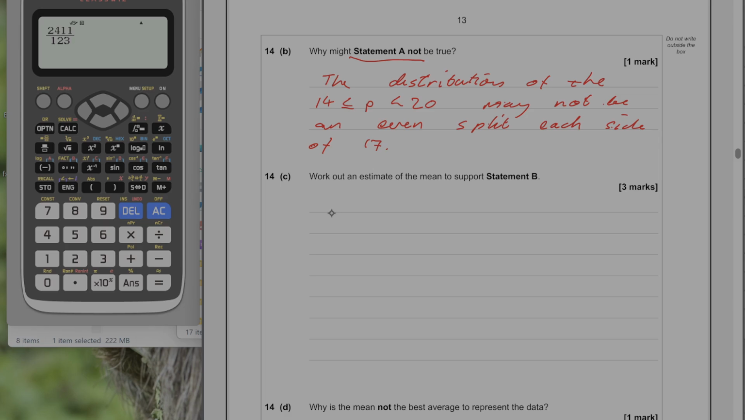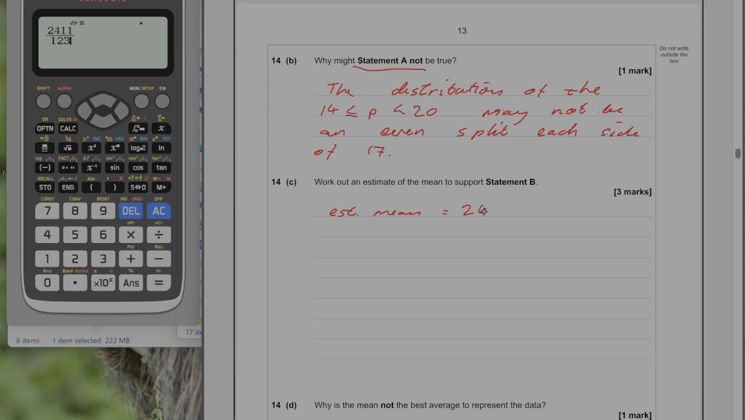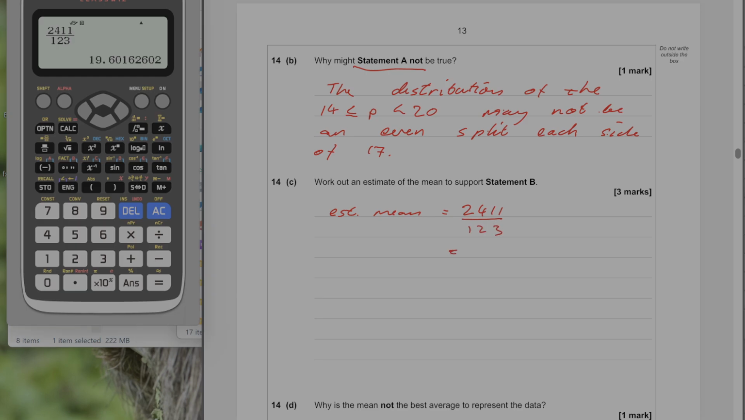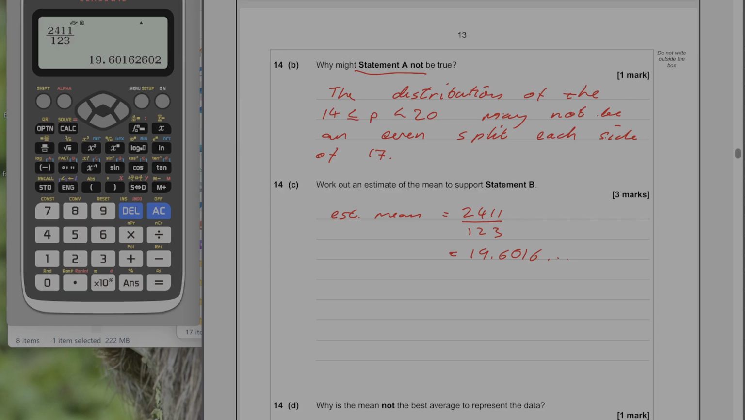And I've typed it in that way so I can actually write this down. So my estimated mean is going to be equal to 2411 divided by 123. So 19.6016, dot dot dot. So that's going to be £19.60.